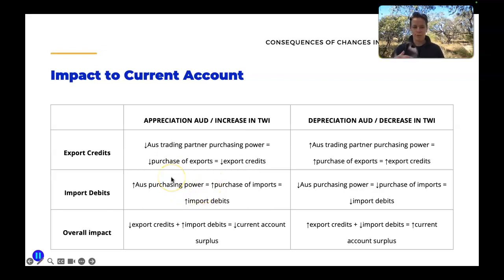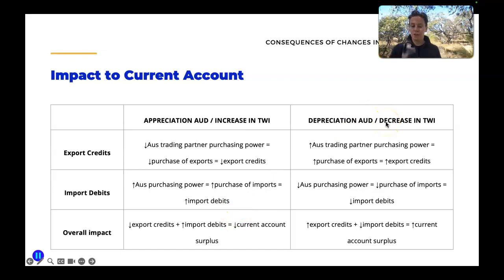And then the opposite is true for imports. So if we've got an appreciation of the Aussie dollar, we should see an increase in the purchase of imports because we now enjoy higher purchasing power. We should see an increase in import debits. So a decrease in export credits plus an increase in import debits, that's going to lead to a decrease in our current account surplus. So an appreciation of the Aussie dollar, which you might think is a great thing, is actually not a very positive influence on our current account surplus.